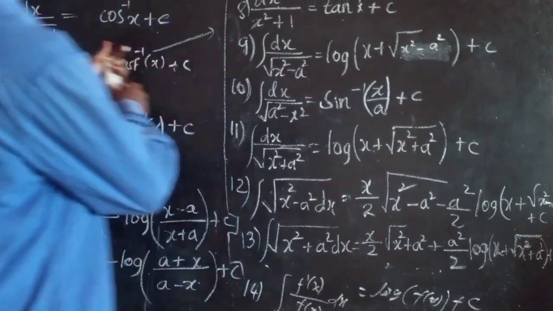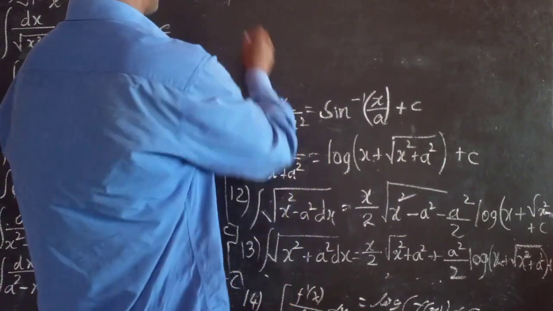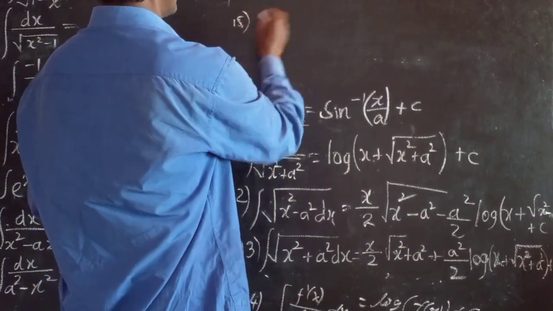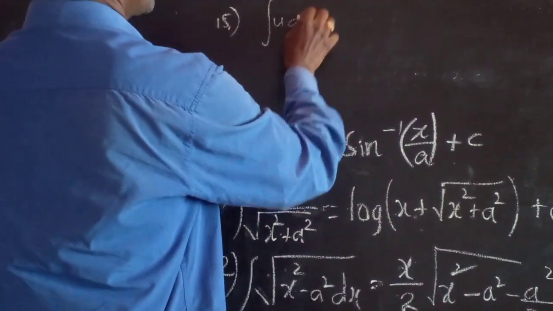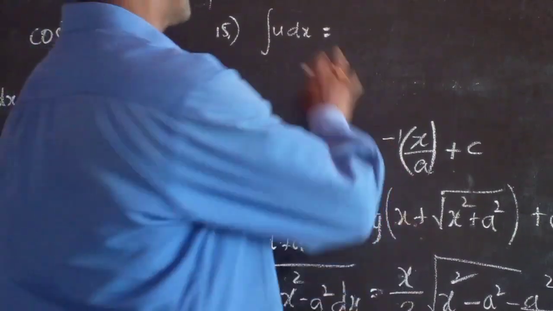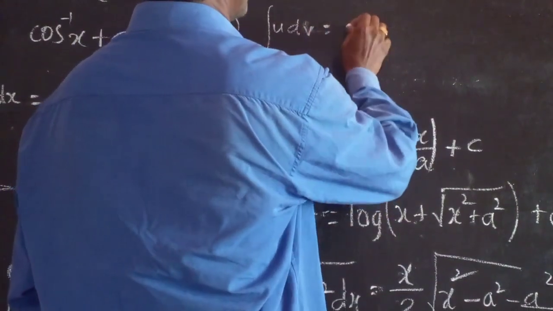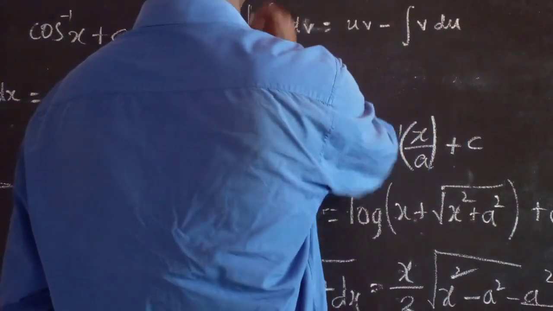So ஒரு ஃபார்முலா கூட பாப்போம். அது என்ன ஃபார்முலானா, integral of the 15th formula. So integral of u dv is equal to uv minus integral of v du. This is a very important formula.